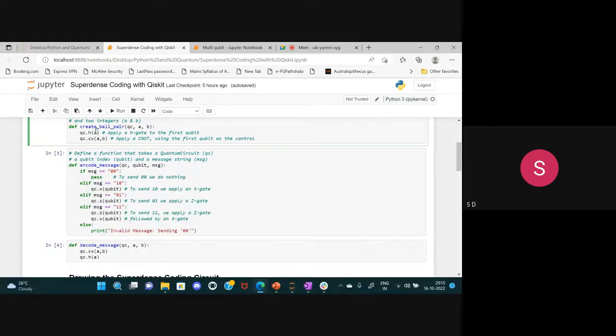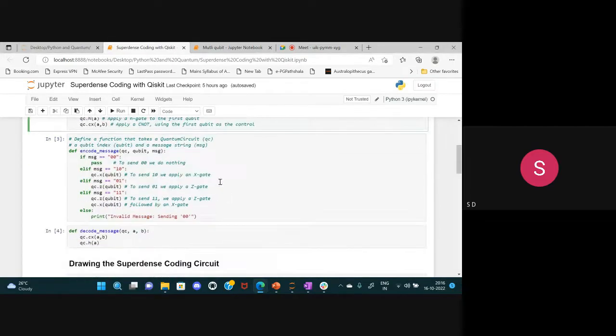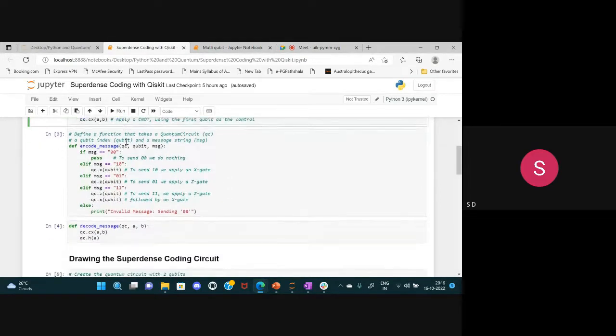First we are creating the Bell pair by using H gate and CX gate. The H gate we are using for the 0th qubit. Here the 0th qubit is represented as A. After that we will call the function name. Okay, so this is the step for creating the Bell pair.